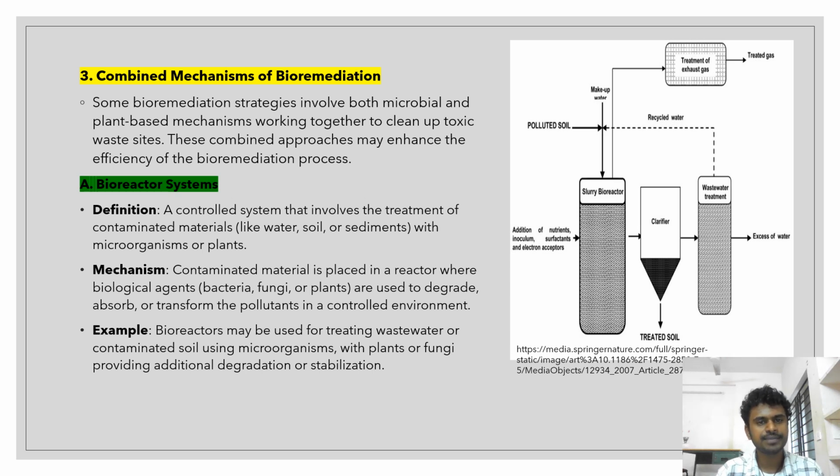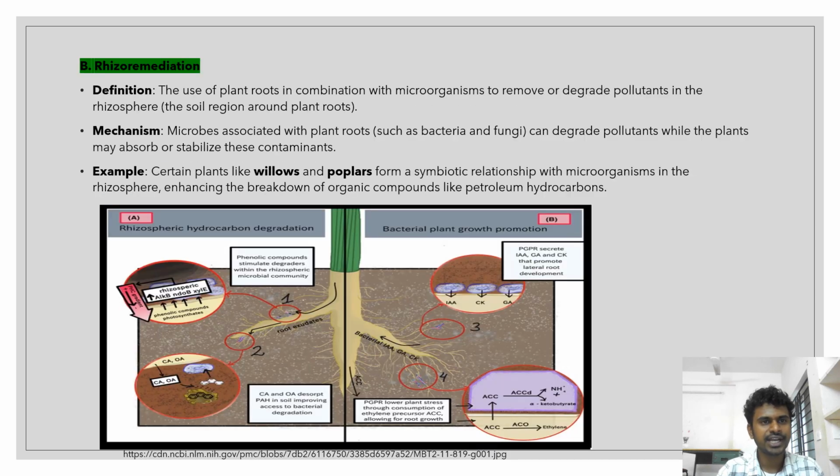A controlled system that involves the treatment of contaminated materials like water, soil, or sediments with microorganisms or plants. Mechanism: contaminated material is placed in a reactor where biological agents, bacteria, fungi, or plants are used to degrade, absorb, or transform the pollutants in a controlled environment. Example: bioreactors may be used for treating wastewater or contaminated soil using microorganisms with plants or fungi, providing additional degradation and stabilization. Second one is rhizoremediation.